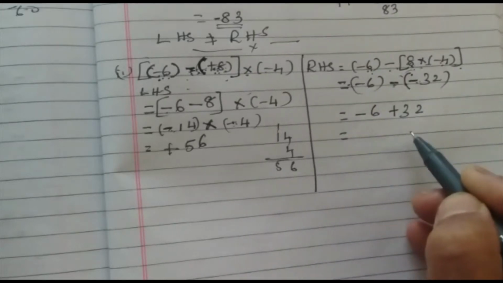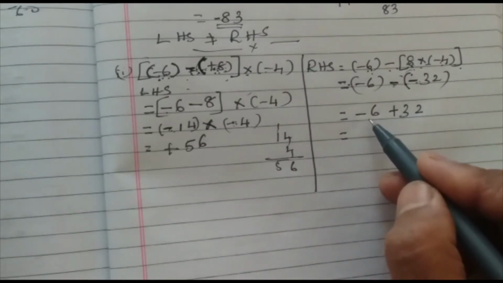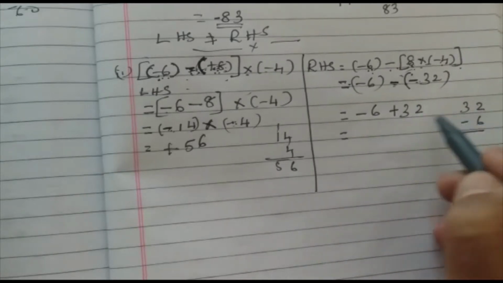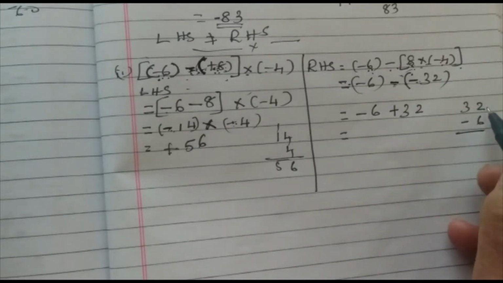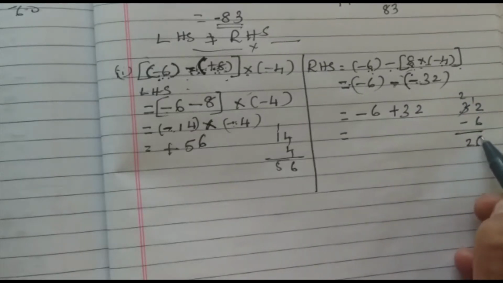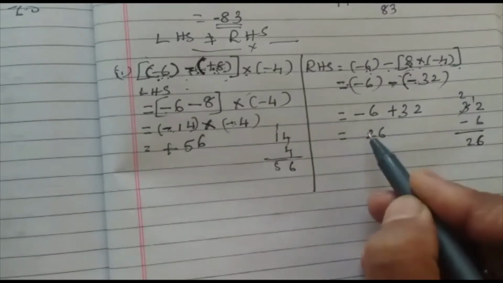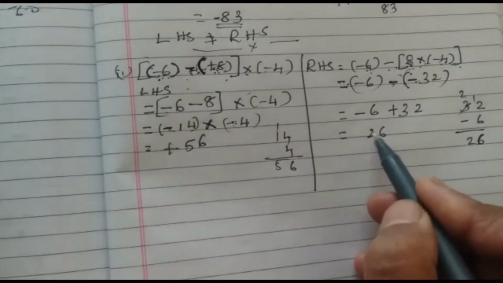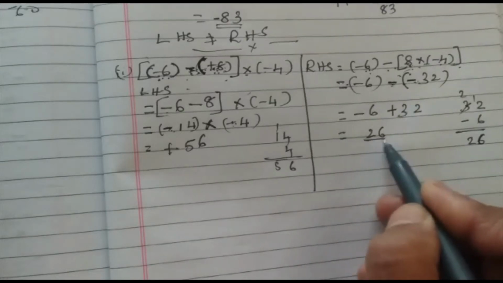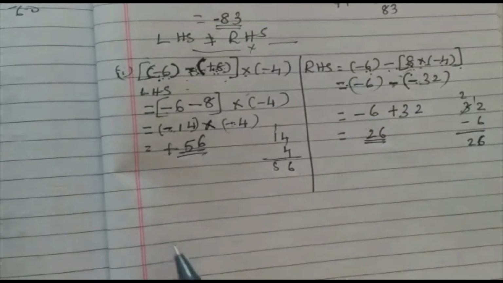Now that's all. Again, the rule of addition. Signs are different, subtract and put the sign of the greater number. 32 minus 6. From the greater number, you subtract the smaller number. From 2, can you cut? No, borrow. 12 minus 6 is 6, 26. And the sign of the greater number is positive, which is plus. Positive integers can be written with or without sign. So here the right hand side is 26, the left hand side is 56.